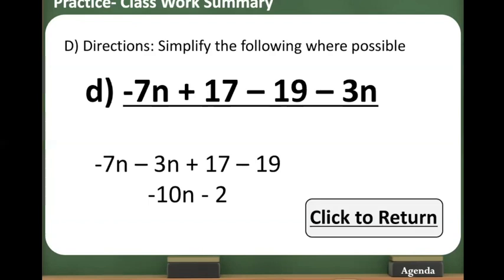The next one says 17 - 19. So if you have 17, then you have to take away 19. Like the rule said, if you watch the integer video, same signs add, different signs subtract. This side, you are going to subtract because there's a plus and a minus. When the signs are different, you subtract, but you keep the sign that's in front of the largest number. The largest number here is 19, so we keep the sign in front of the 19, so it'll be negative 2. So your answer would be -10n - 2.